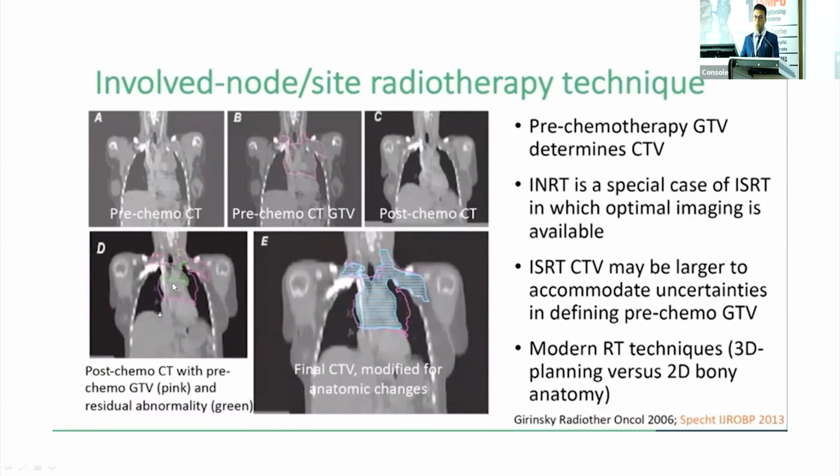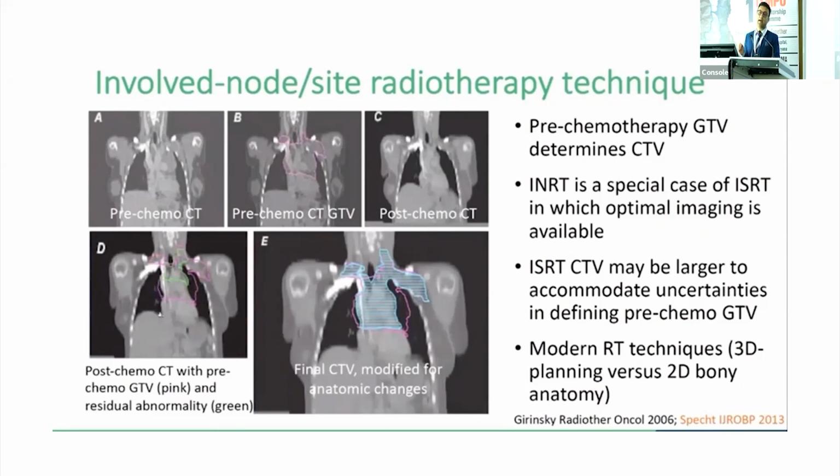So if you look, this green outline is the residual disease post-chemo, and this pink outline was actually the disease pre-chemo. So you can see this pre-chemo disease, or pink outline, goes and superimposes inside the lung, which was never involved in the first place. So ISRT uses these anatomical landmarks that were previously involved or not involved, and we are able to adapt the volumes post chemotherapy to reduce the toxicity. Now, what is INRT?